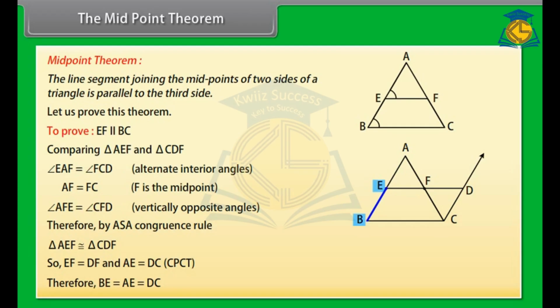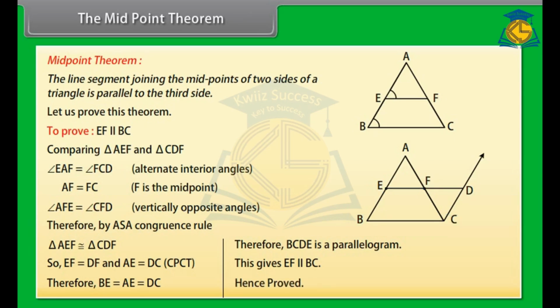Therefore, BE is equal to AE, which is equal to DC. Therefore, BCDE is a parallelogram. This gives EF parallel to BC. Hence proved. Also here, EF is equal to 1 upon 2 ED, which is equal to 1 upon 2 BC.